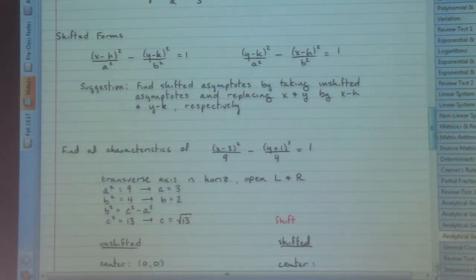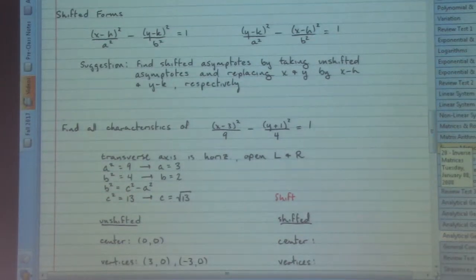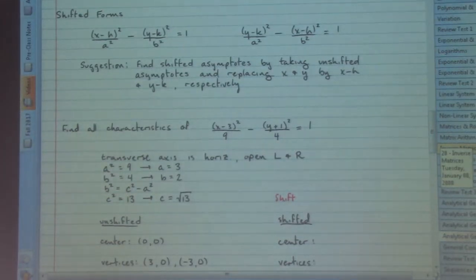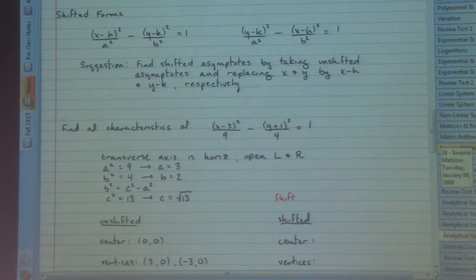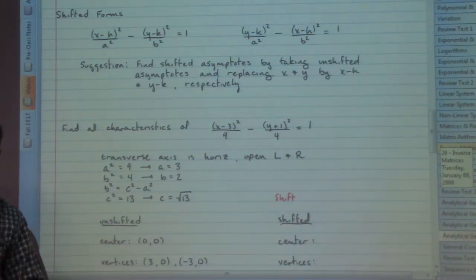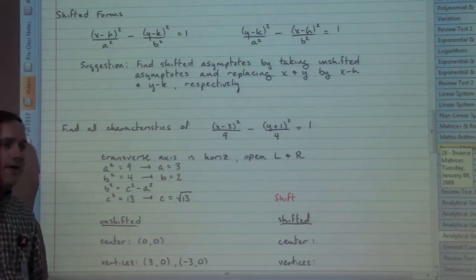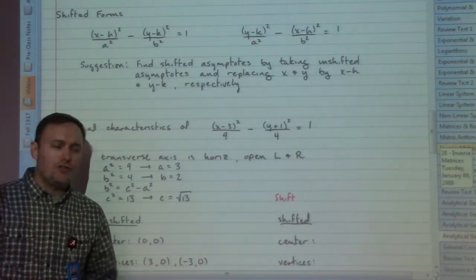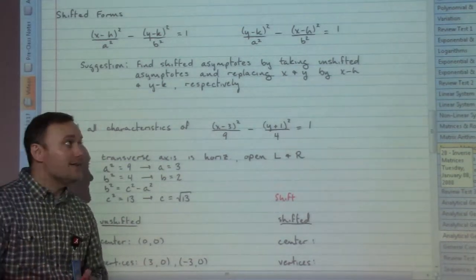As I promised you before, we're going to do an example here in another few minutes where we have to work through our completing the square steps. Before we do, shifted forms are still working the same way that we've said before. Instead of X, we have parentheses X minus H. Instead of Y, we have parentheses Y minus K.